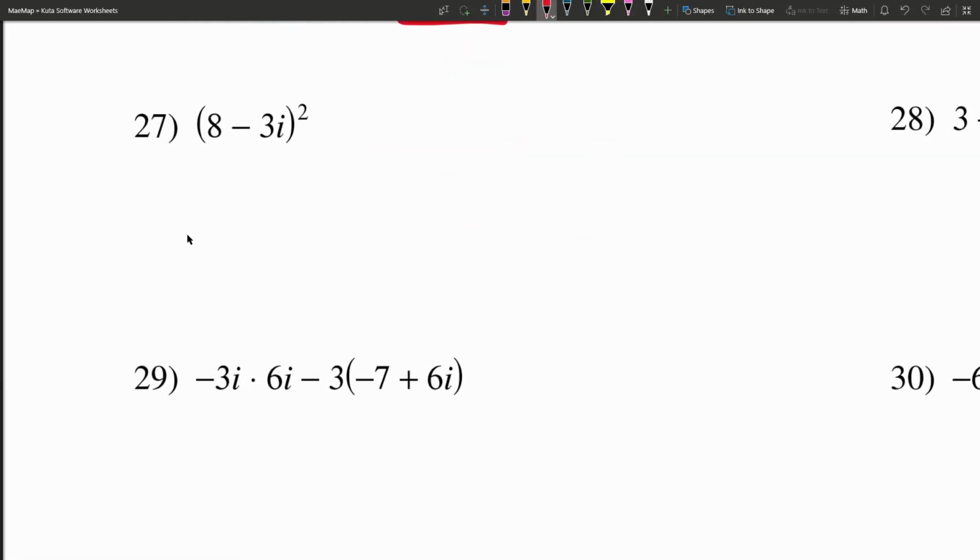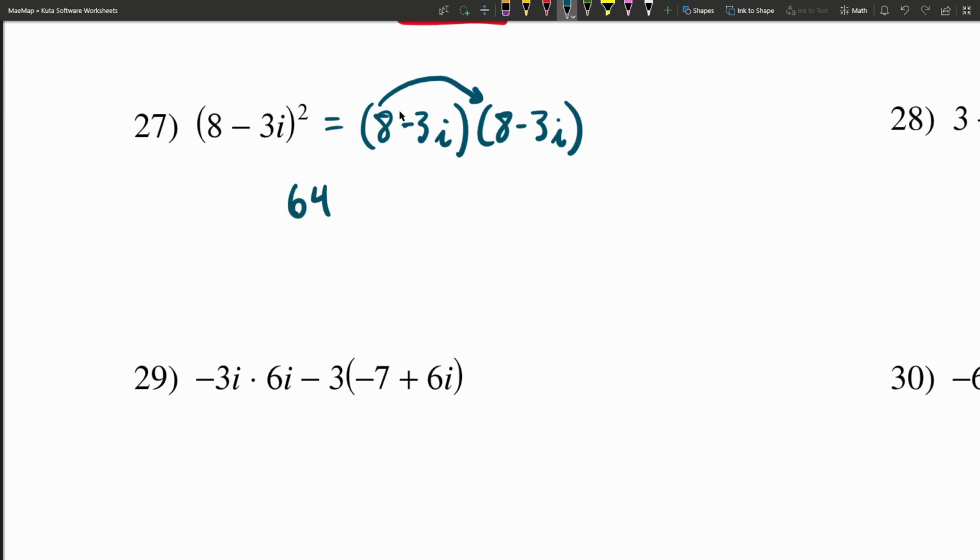In number 27, we have 8 minus 3i, that quantity squared. Remember, what we're not going to do is distribute that 2 through. We are going to write this out and expand those complex numbers by multiplying each of their parts together. So 8 minus 3i times 8 minus 3i, that is 8 minus 3i squared. So 8 times 8 is going to give us 64. 8 times negative 3i is a negative 24i. Negative 3i times 8 is a negative 24i. And then negative 3i times negative 3i is a positive 9i squared.